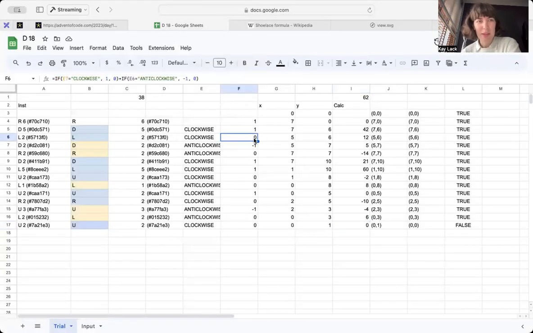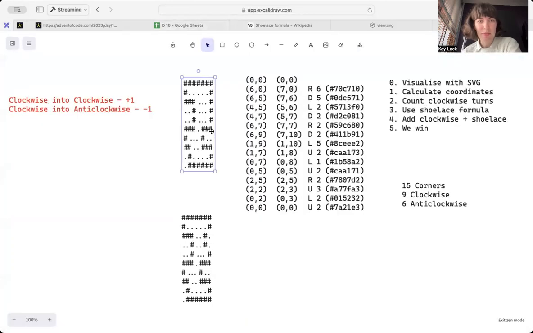In any case, the logic is if the next turn is a clockwise turn, so let's say we're at this point here, or rather this point, if the next turn is a clockwise turn, you have to add 1 to the length you're going. That makes sense. If your current turn is an anti-clockwise turn, let's say we're here, you have to subtract 1. Or something.